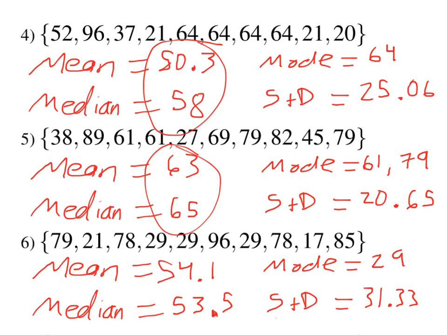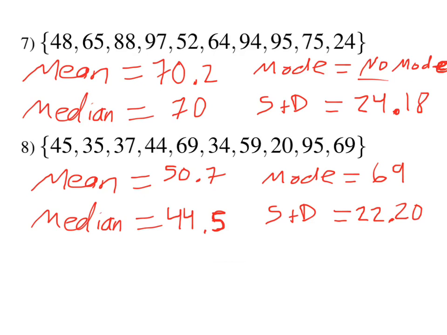The mean and median can be close together, like 63 and 65 are fairly close together. If you have multiple numbers that show up the same amount, like 61 and 79 both show up twice on this one, you're going to put both of them as your mode. And number 7 doesn't have a mode because each number only shows up once, so you put no mode. This time the mean is a little bit higher, up in the 70s, but standard deviation is still in the 20s area.